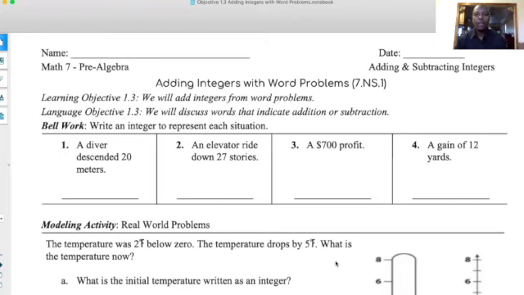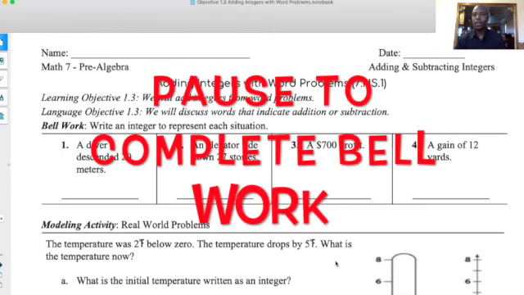So to start off, how about you take a second to read the bell work and see if you can turn all four of these statements into integers. What numbers do you think they are? Are they positive? Are they negative? And what numbers do you believe they should be? Okay, so take a moment, pause the video here, and try to answer this problem.